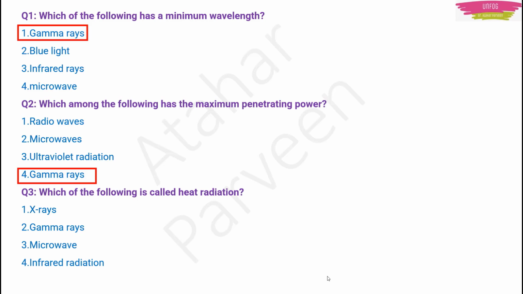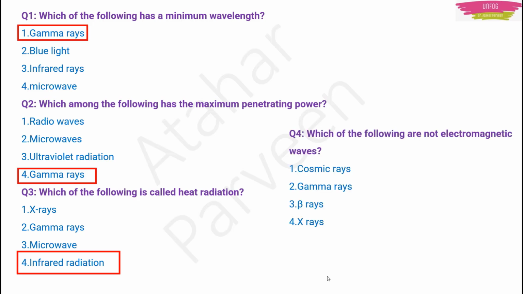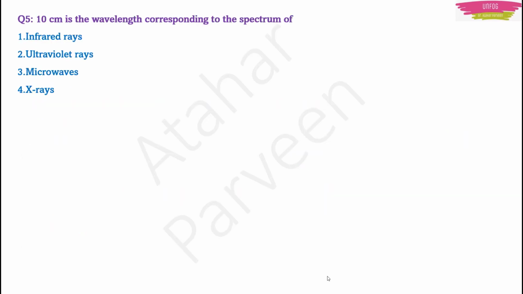Which of the following is called heat radiation? It is called infrared radiation. Then which of the following are not electromagnetic waves? Of course, beta rays. This is a repeated question. Next question. 10 centimeter is the wavelength corresponding to the spectrum of? Yes, it is microwaves.